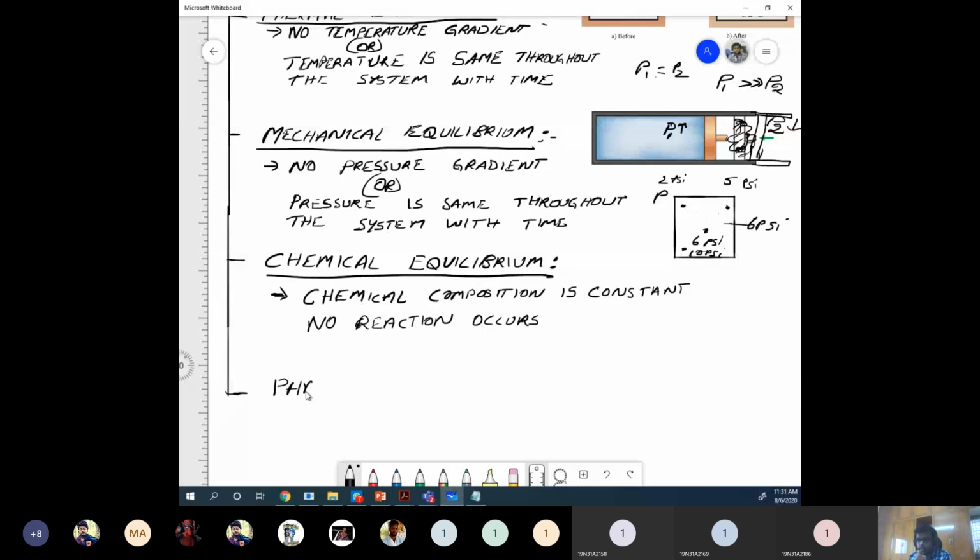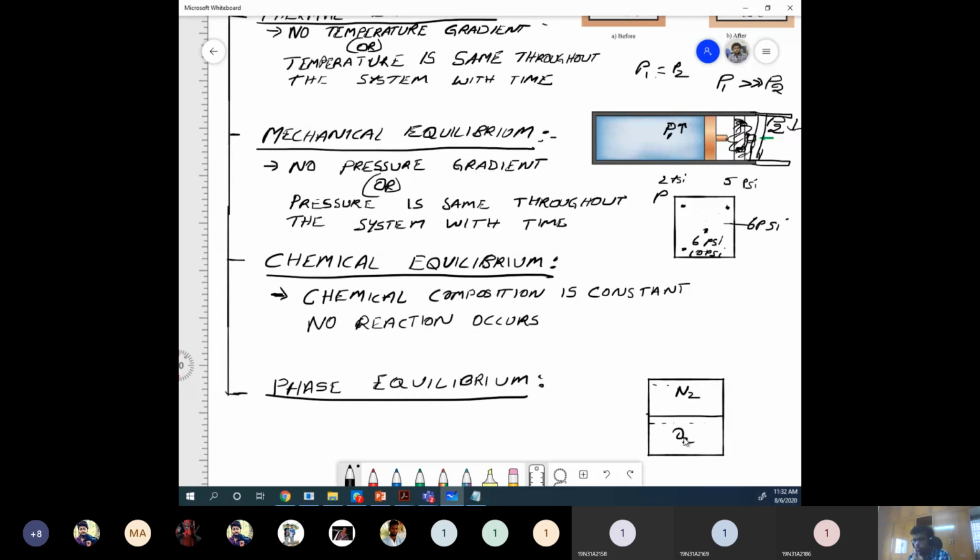Phase equilibrium. The word phase, you have to know what it is. Let's say you have two different fluids. Let me take a container, a closed container. In this half, I am filling it with water. On top, let's say there are two different gases. Here you have N2 and here you have O2. So you have taken half of that section with O2 and the other half with N2.